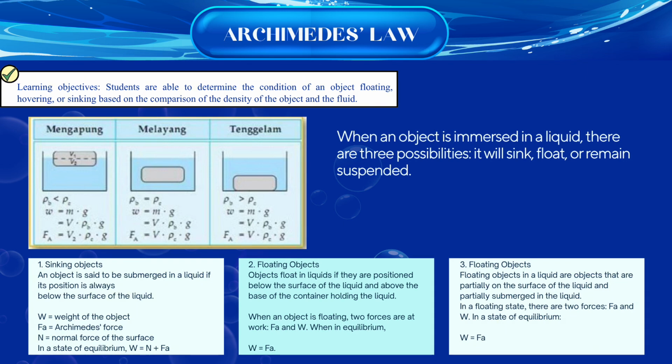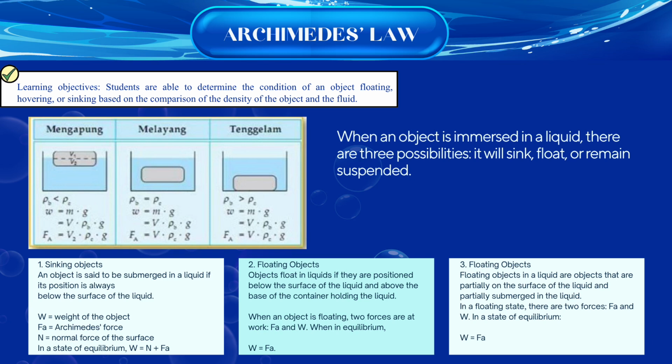This happens when the density of the object is greater than the density of the fluid, or rho object is bigger than rho fluid. In this case, the weight of the object exceeds the buoyant force, or Fa. So, the base of the container provides a normal force to support it. The equilibrium condition is W equals N plus Fa.